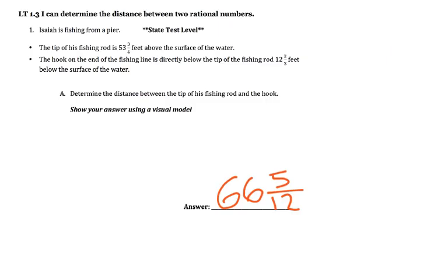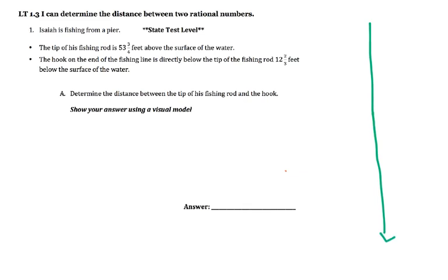Okay. You're going to draw a number line. And then you'll write 53 and 3/4. And then 12 and 2/3 at the bottom. Got to put a 0 in the middle. Is this negative? Yes, that's negative. Because it's what, below 0?